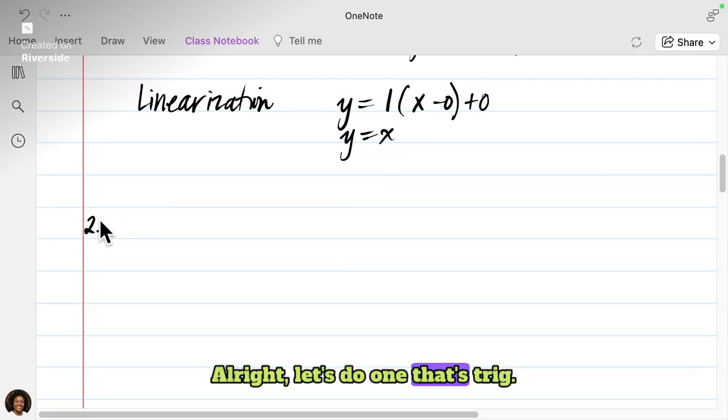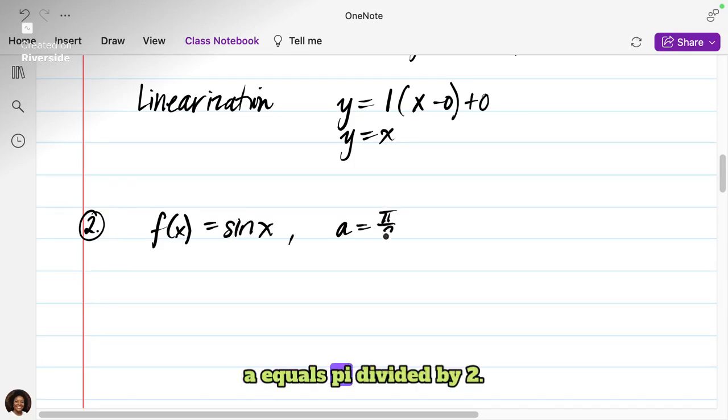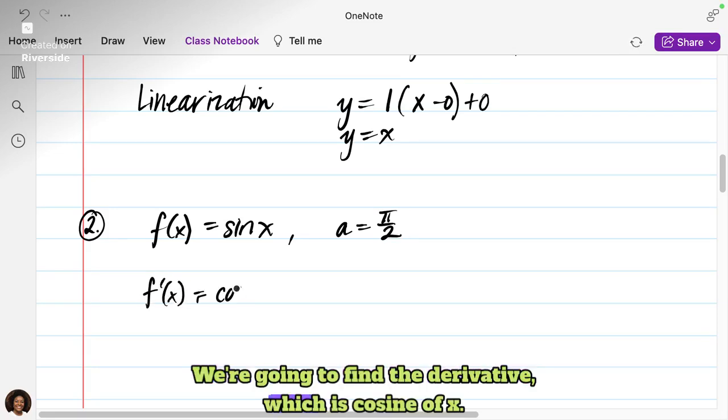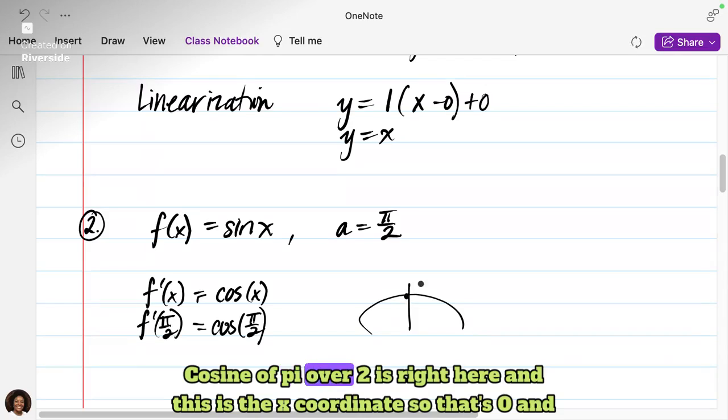All right, let's do one that's trig. f of x equals sine x, a equals pi divided by 2. We're going to find the derivative, which is cosine of x. Then we're going to evaluate the derivative at pi over 2. Cosine of pi over 2 is right here, and it's the x-coordinate, so that's 0. And this is the slope.